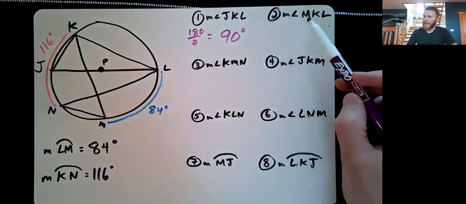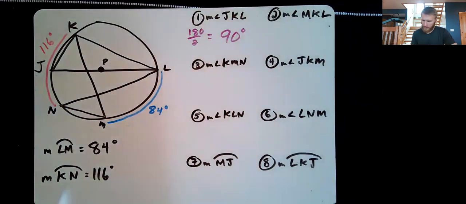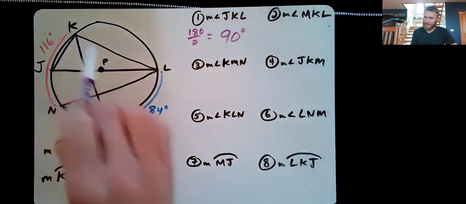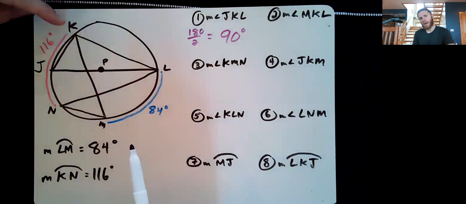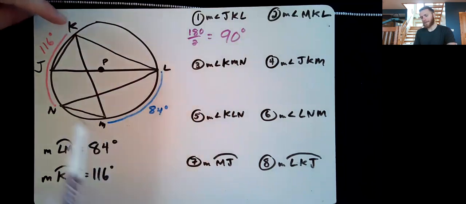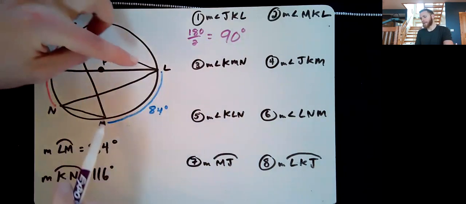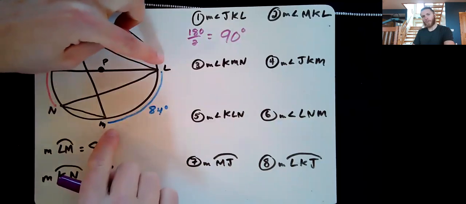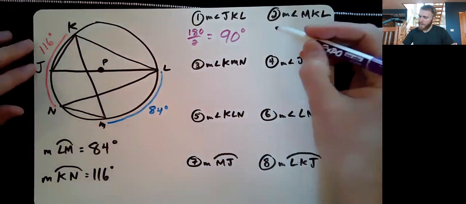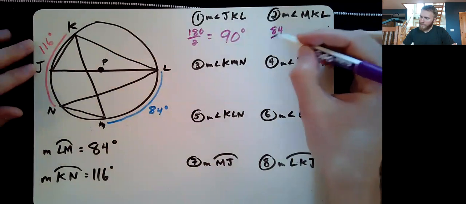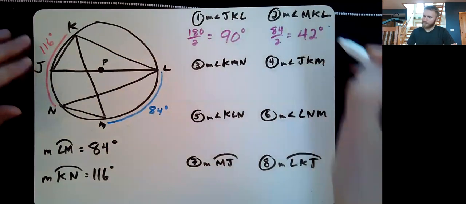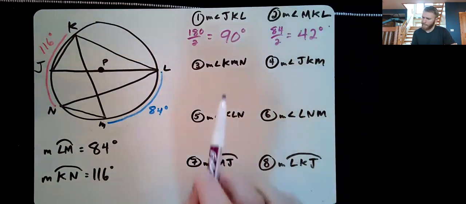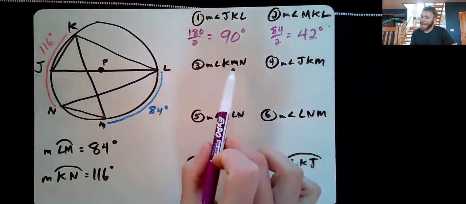The measure of angle MKL. M is here to K to L. So here, looking at this angle, it's an inscribed angle with the vertex at K. If you extend those legs, it intercepts the blue arc that I've drawn in as 84. So 84 degrees divided by 2 gets me 42. Okay, 2 down.